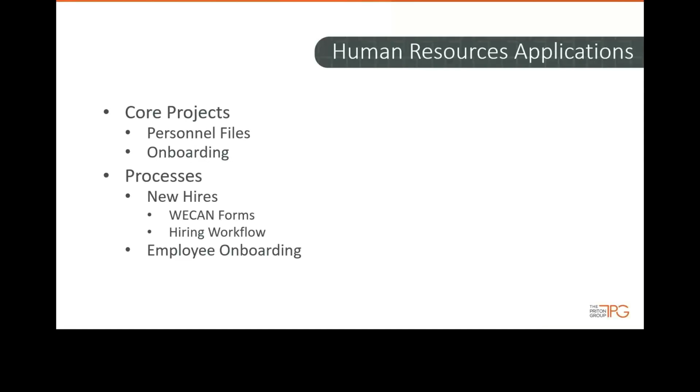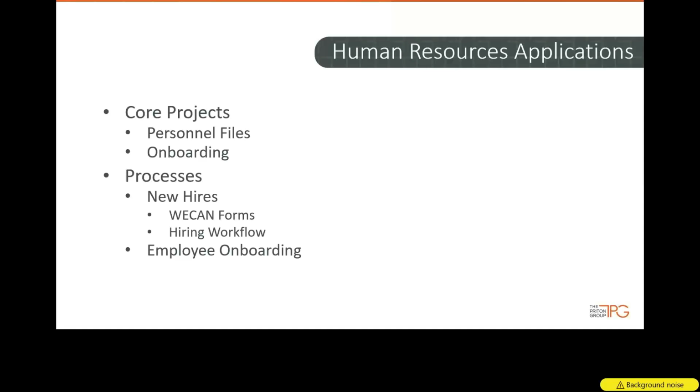So the things that we use for the human resources are core projects. Our first one is the personnel files. We use this to store everything for employees, from their paperwork to medical files to their contracts. Everything goes into FileBound. We also use it for onboarding to get new hires paperwork to start working with us, and so they can get paid and have their IT information.